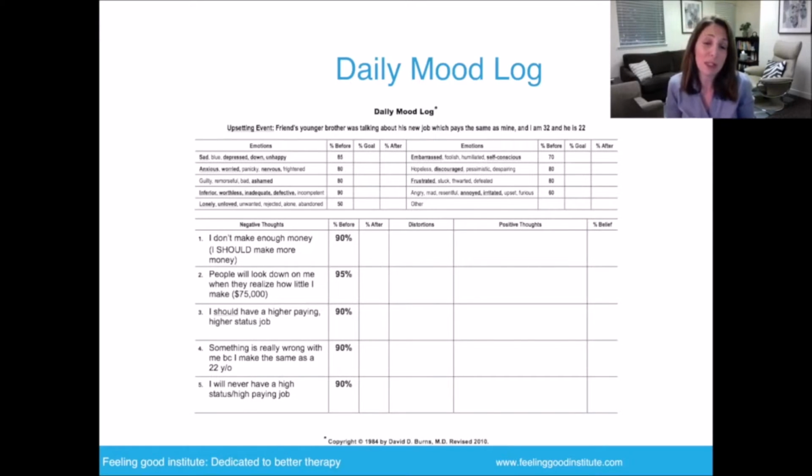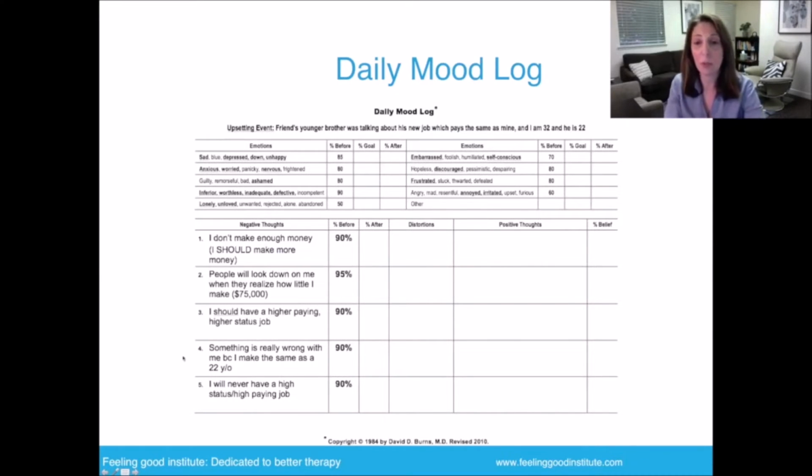Now, you may use this kind of a daily mood log developed by Dr. David Burns, or you may use some other version. But essentially, if you're doing cognitive therapy, then you're surely using paper that involves writing down what the event is, what the negative feelings or emotions are, and what the negative thoughts are. And likely you're asking your patient to rate how strongly they have these feelings, in this column, and how strongly they believe these thoughts.